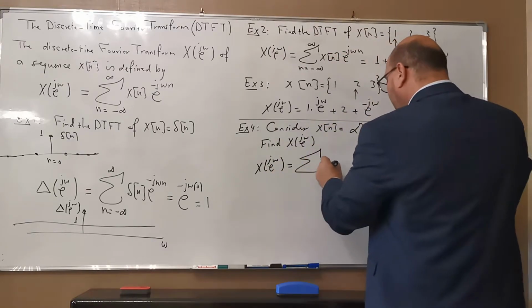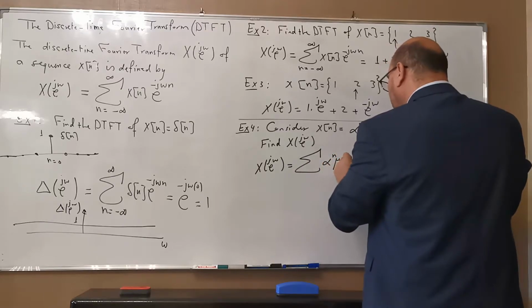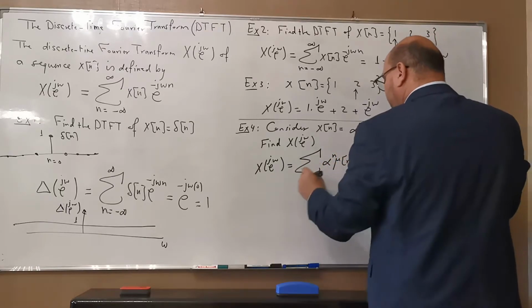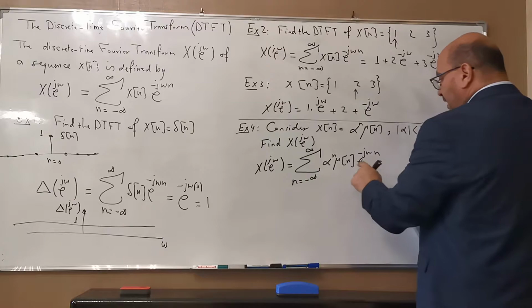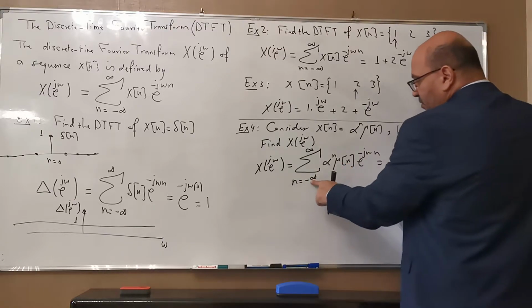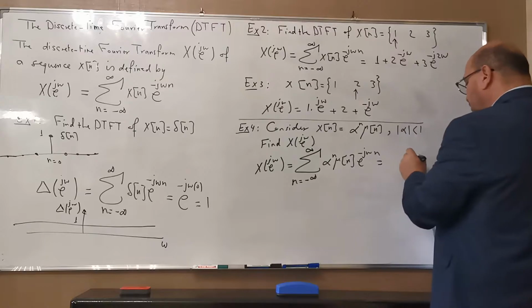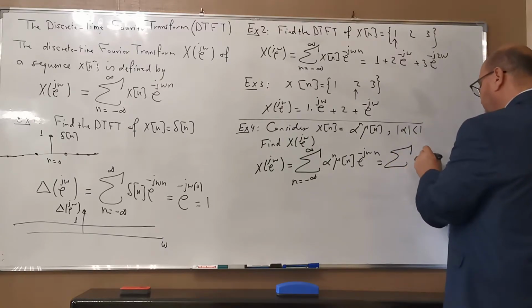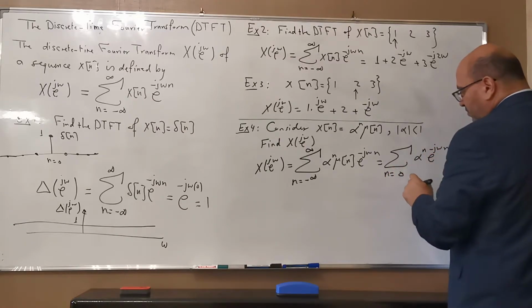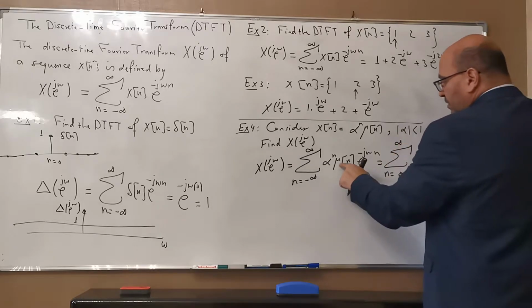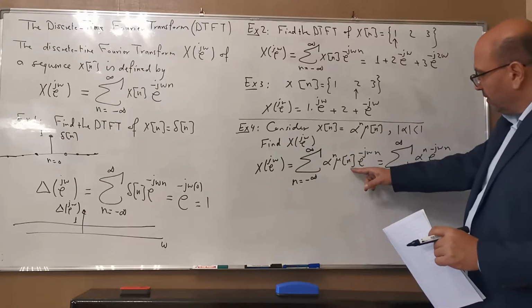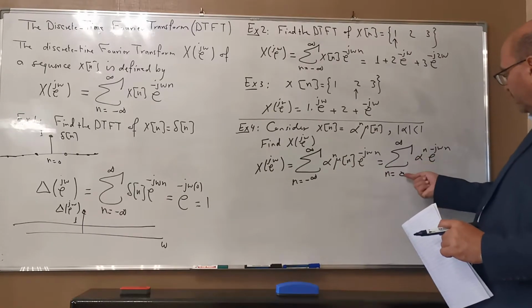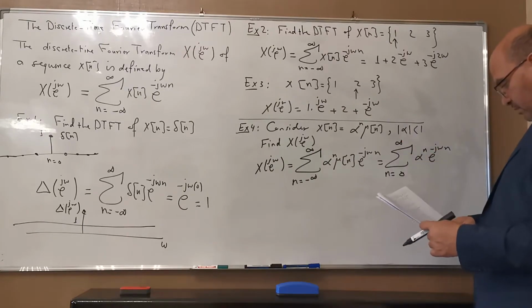So X of e to the j omega equals the summation of alpha to the n mu of n e to the minus j omega n, from n equals minus infinity to infinity. Now if we apply the mu, which is 1 from n equals 0 to infinity, we can take it out and put it in this form, alpha to the n e to the minus j omega n. But now this n goes from 0 to infinity. So we replaced mu of n by its values. Negative values equal 0, positive values equal 1. So you end up with this from 0 to infinity.